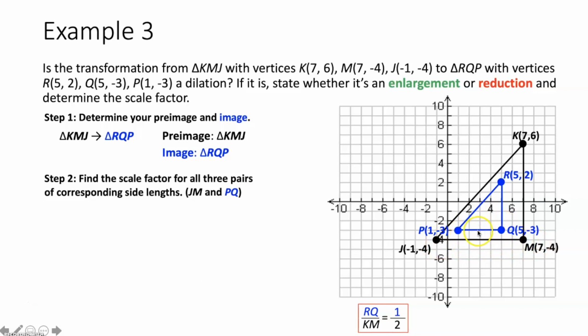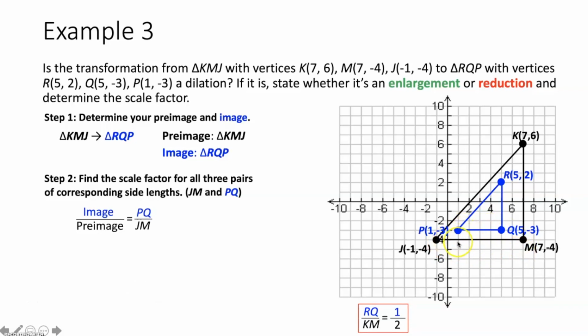So again, we have to create a scale factor which involves finding the length of one side of our image and putting it over the length of the corresponding side of our preimage. So in this case, again, we were talking about the measure of segment PQ. We're going to put over the measure of segment JM. What is the measure of segment PQ?